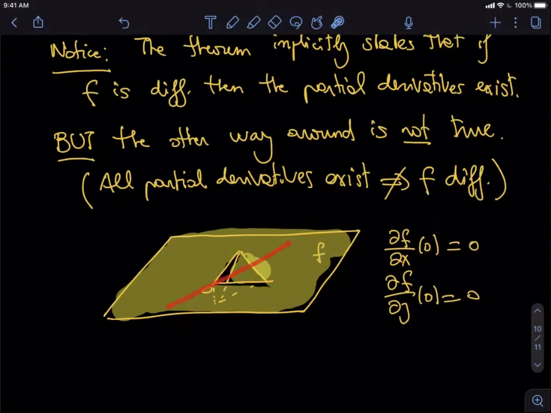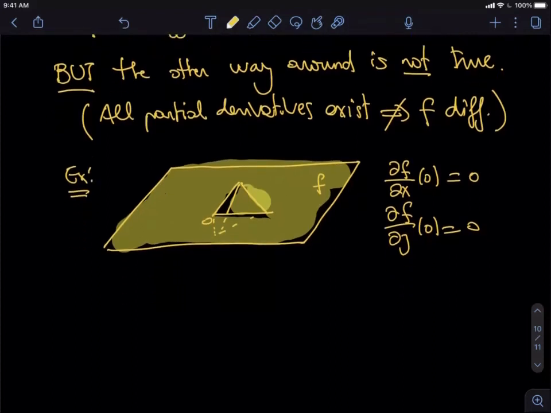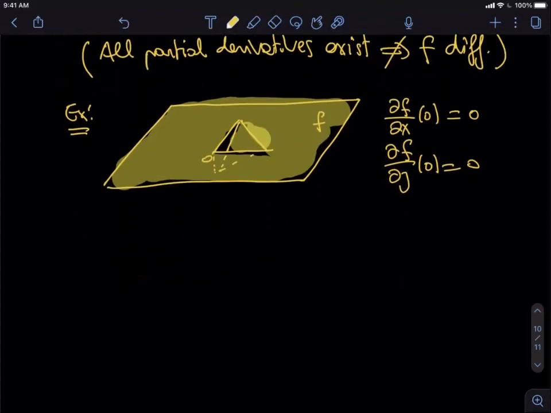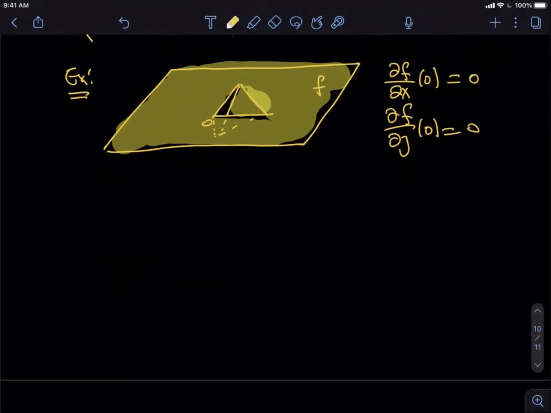Okay, and that's the reason, if you think about this, here the partial derivatives exist, they are both zero, but the function is not differentiable, it's not even continuous. So this is one example of things that can happen. You could say, well, yeah, because you have the picture. So do I have to plot it to know what's going on or not? No.